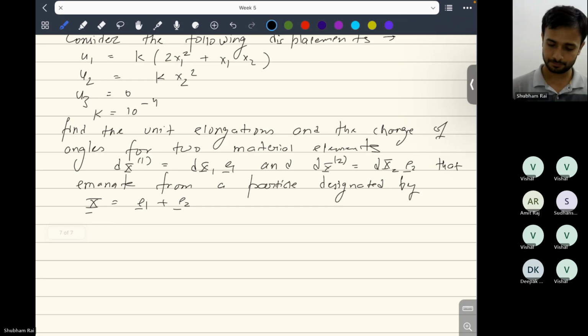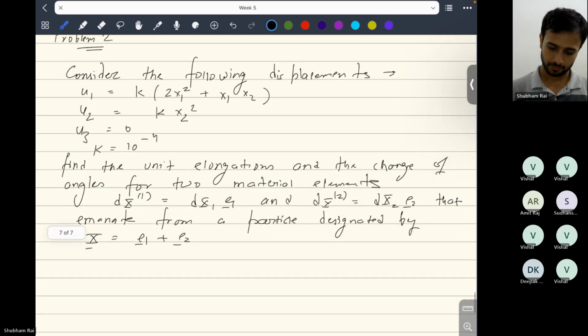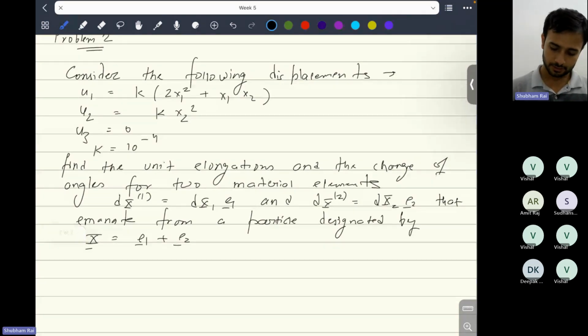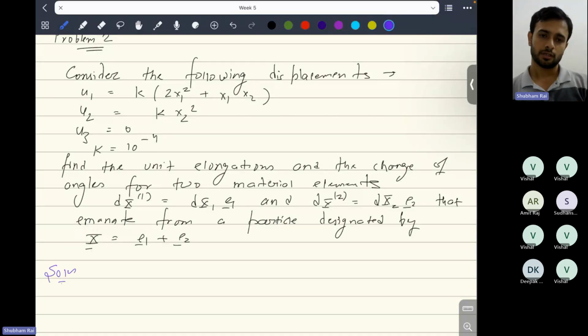So let's do this. You have the following displacements given to you. To find unit elongation and the change of angles for two material elements. The first element is in direction E1 and the second is in direction E2, and they are emanating from the particle whose position vector is given by E1 plus E2. Right. So firstly, let's find.